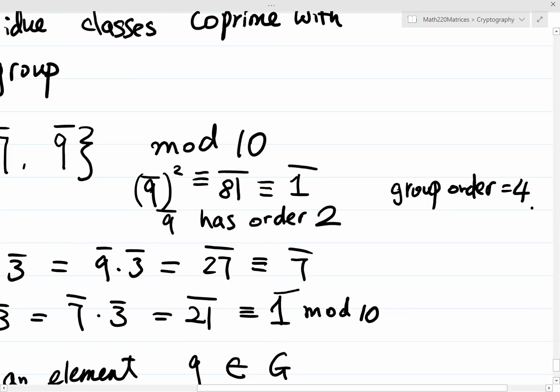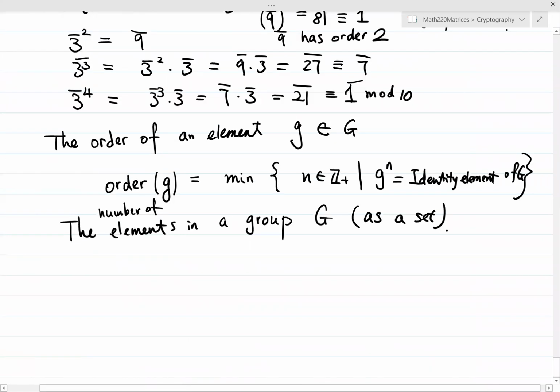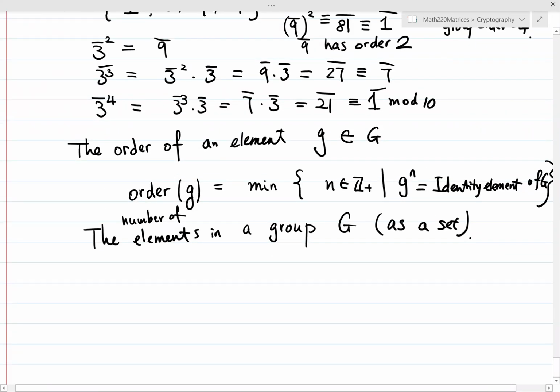Okay, so next we will talk about the Lagrange theorem, which says this.